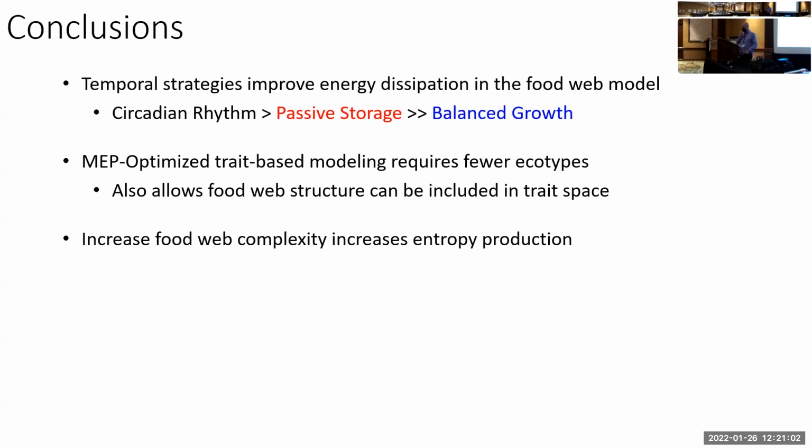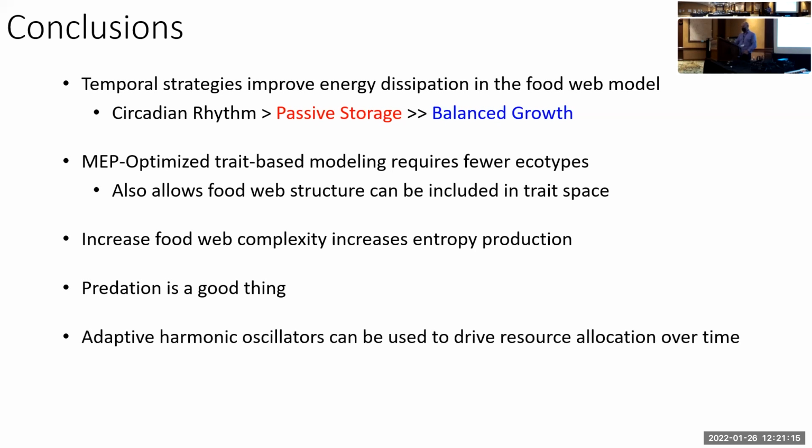By adding more food web complexity, more phytoplankton, or more trophic levels, you can increase entropy production. In this case, predation is a very good thing. And the adaptive harmonic oscillators can then be used to drive these resource allocations over time.